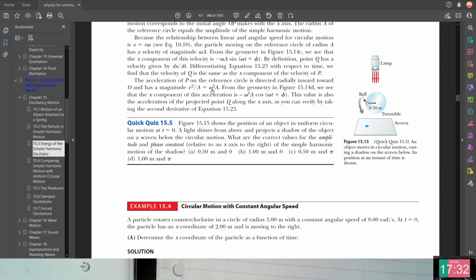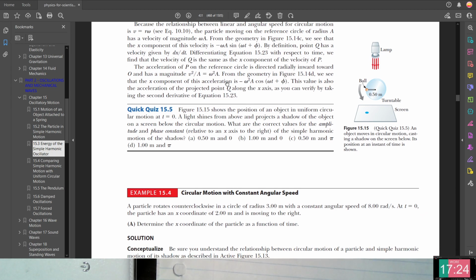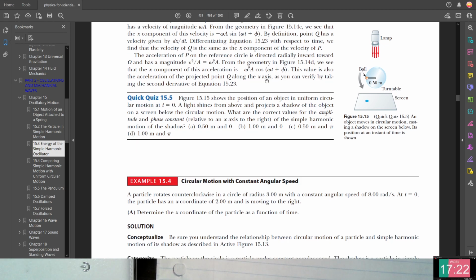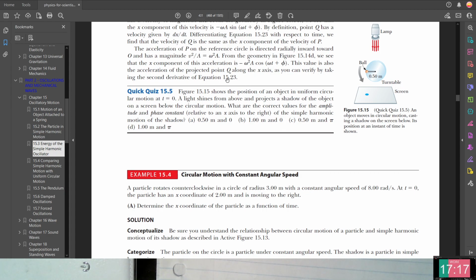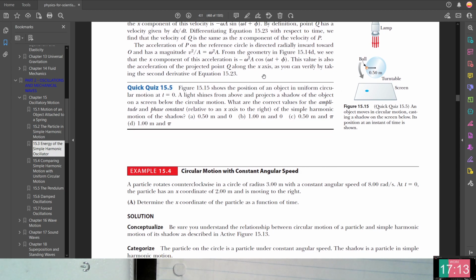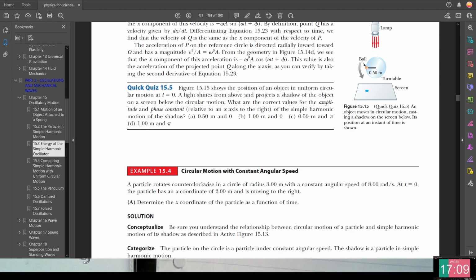Figure. The component of this acceleration is negative omega squared a cosine omega t plus phi. This value is also the acceleration of projected point Q along the x-axis, as verified by taking the second derivative of the equation.